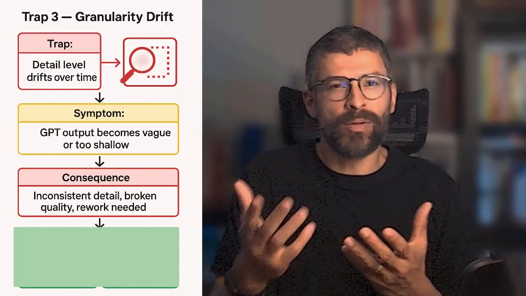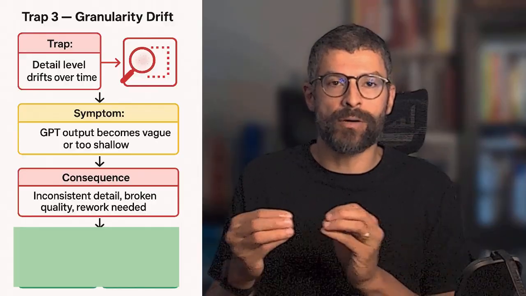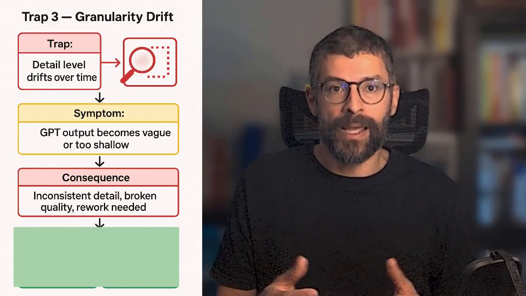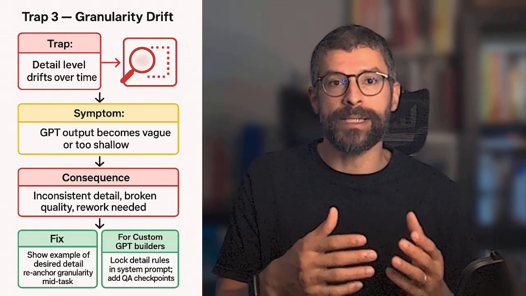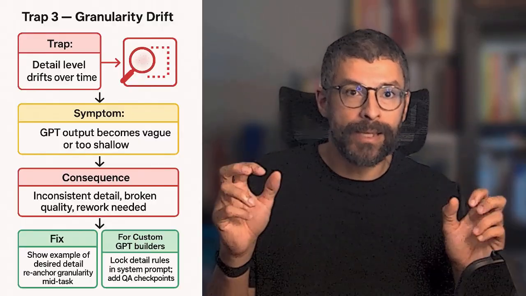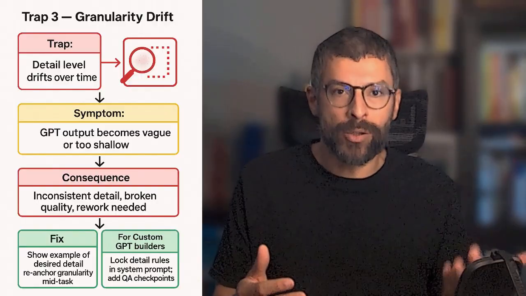Why? The model slowly loses the zoom level. It begins specific, then drifts into generalities. And so how to cure that? You should anchor the level of detail. As a ChatGPT user, you can show it an example of the detail you want, then remind it, like, keep the same depth as step 1. You can pause every few steps to re-anchor before moving on.